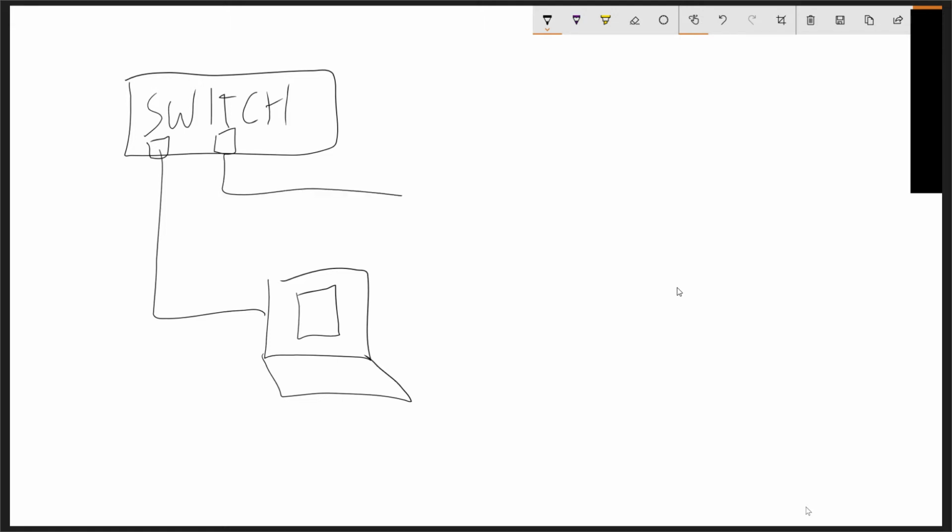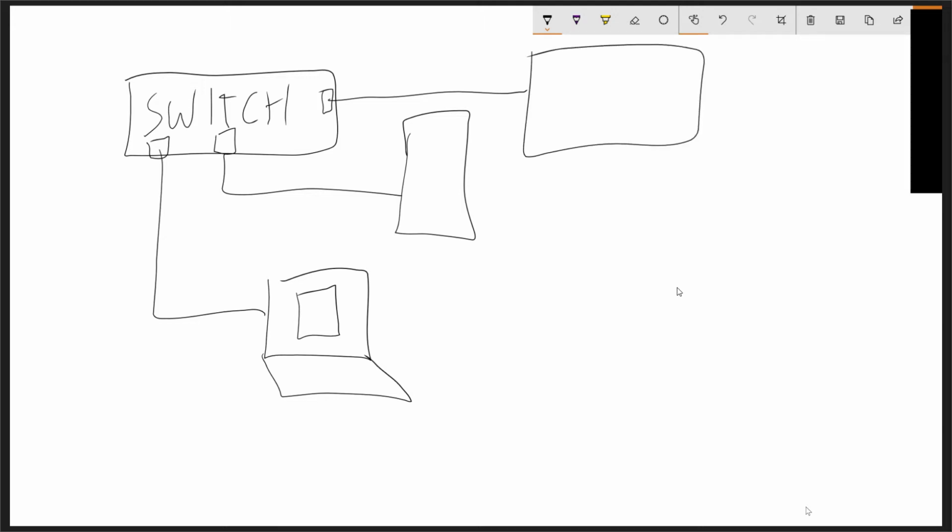And so maybe one device would be a laptop, maybe another device would be a desktop, and maybe another device would be a television. Now, I'm not even going to try to draw a television, we're just going to put a person on here. So a switch contains all of these devices, also known as hosts, and it contains these hosts on a local network. Now, what is a local network?